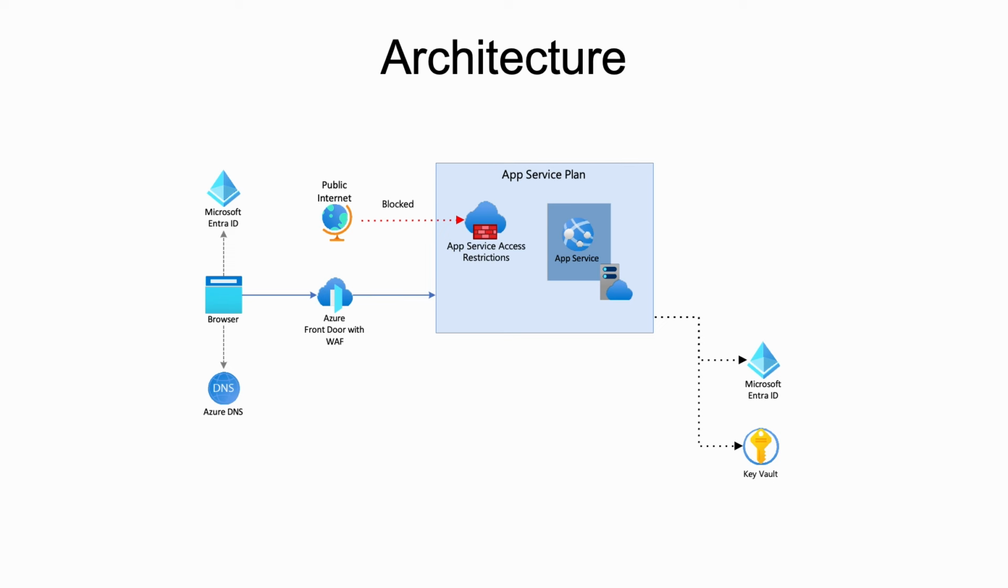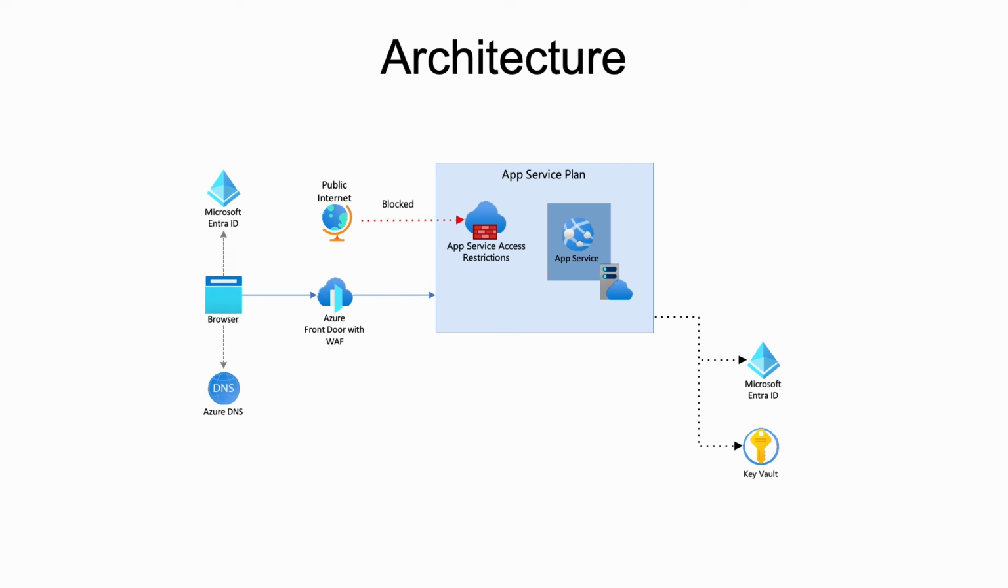Next, Microsoft Entra ID handles identity management, making sure only the right people have access. This helps maintain data integrity. Sensitive information is kept secure with Azure Key Vault, adding another level of confidentiality. When requests reach the app service plan, access restrictions block unauthorized public access, further ensuring integrity. Finally, our application logic runs on Azure App Service, which guarantees scalability, reliability, and high availability.